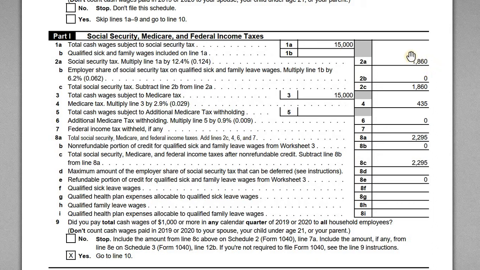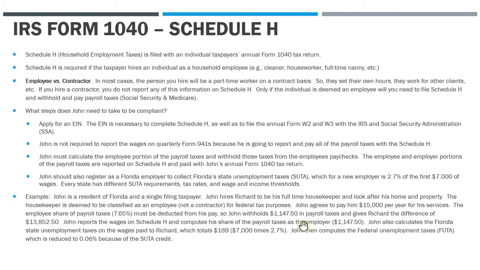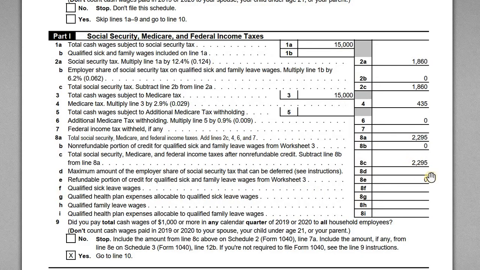So the total taxes he's paying in SS, $1,860, and then $435. So $2,295, and you recall the $2,295 is comprised of two pieces. So it's $1,147.50 for the employee piece, and then the same $1,147.50 for the employer portion. So that's the match. That's how we're arriving in total at this $2,295 number.